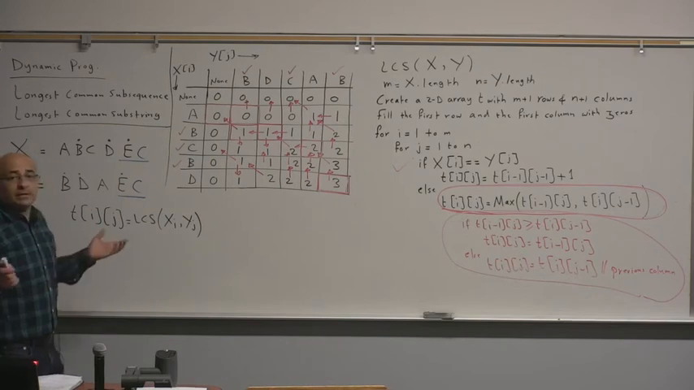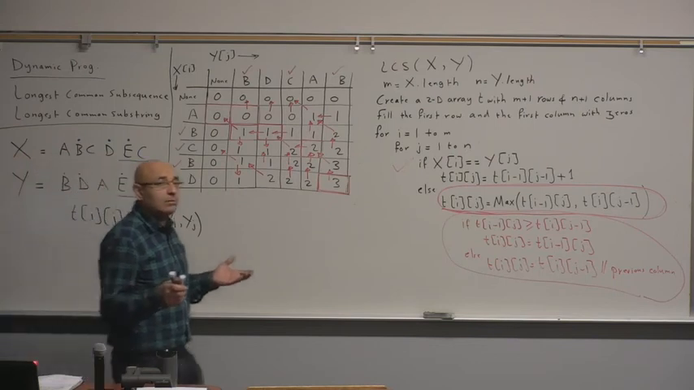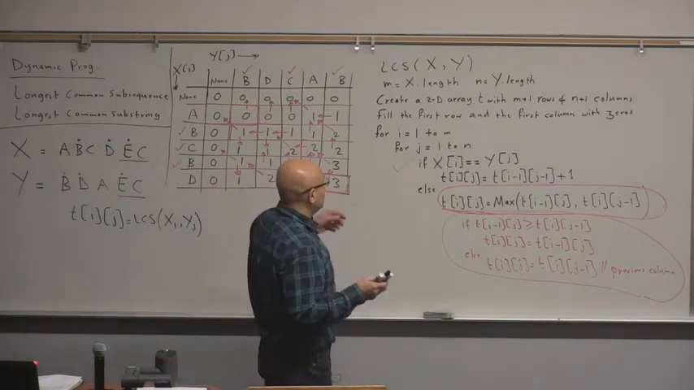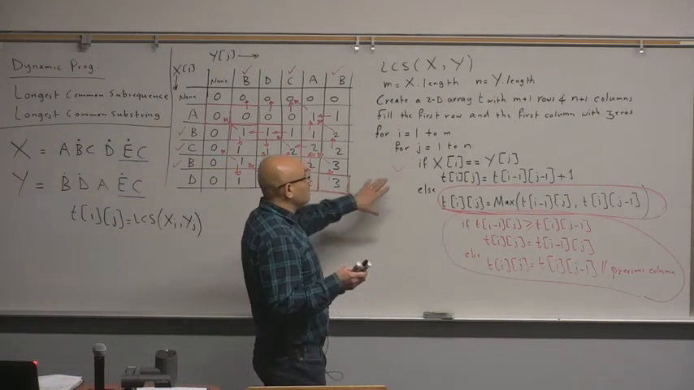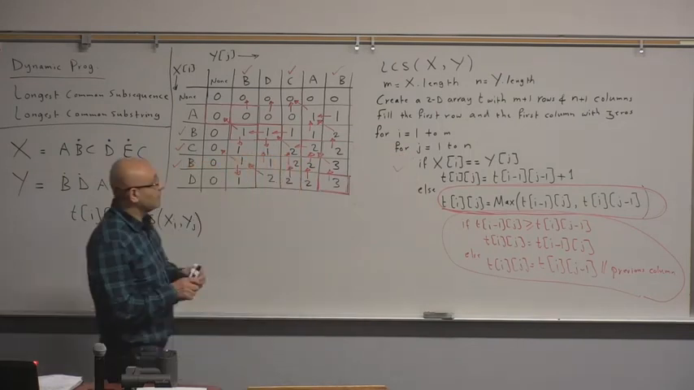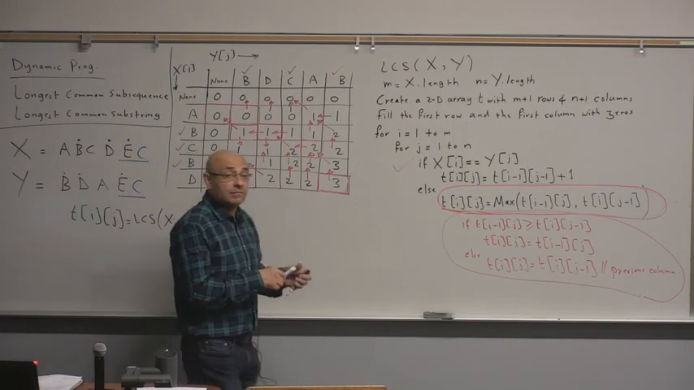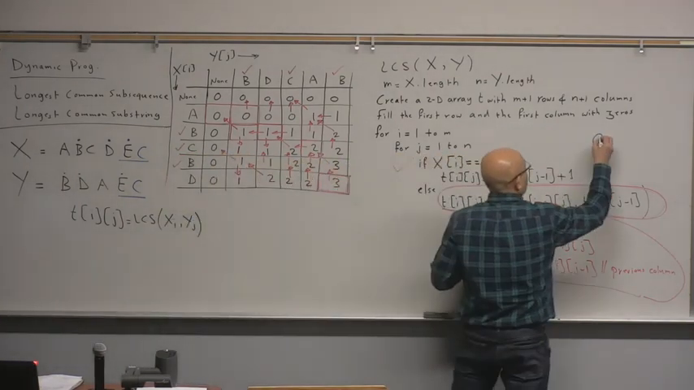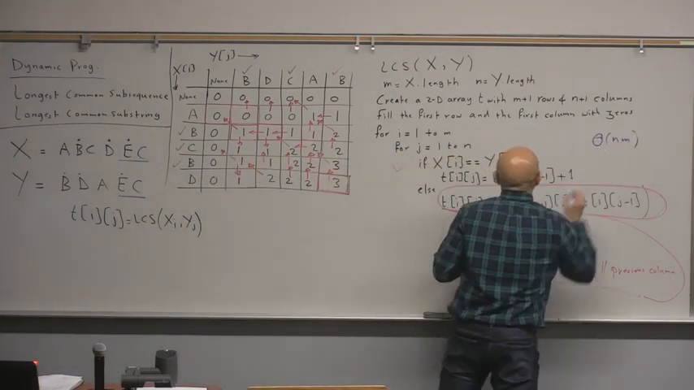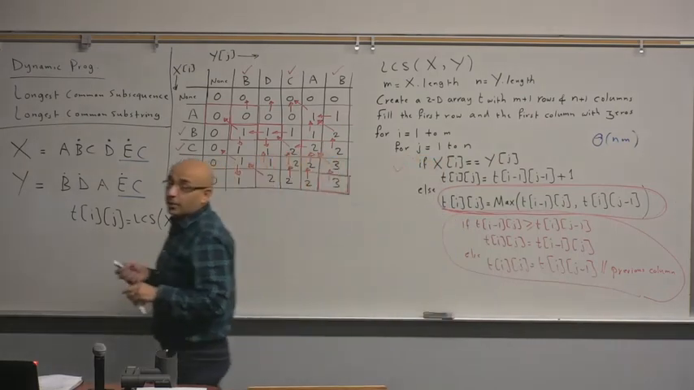But both are correct. Right? When they are equal, you can go either way. Now, what's the running time of this? This is theta of nm. Now, is this polynomial?